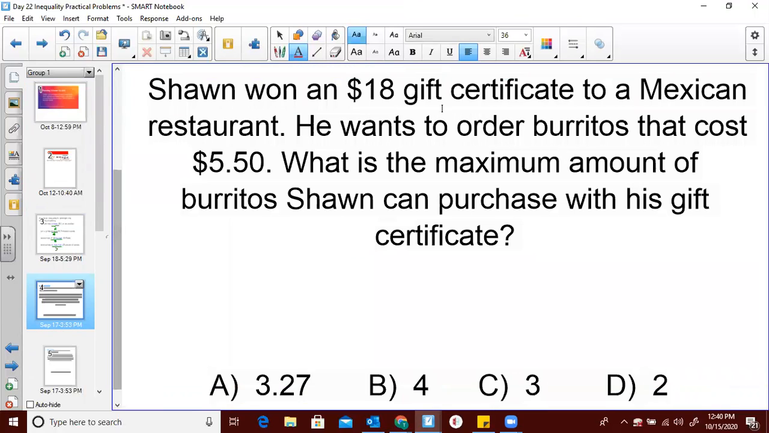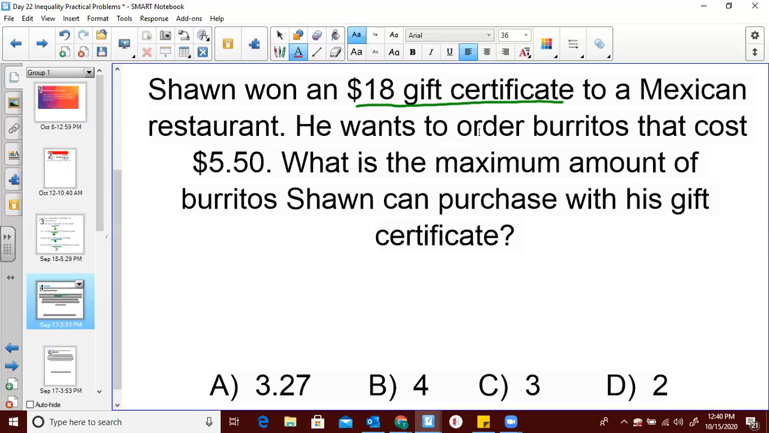So Sean won an $18 gift certificate to a Mexican restaurant. He wants to order burritos that cost $5.50. What is the maximum amount of burritos Sean can purchase with his gift certificate? All right, so a couple of things. Sean won an $18 gift card. So Sean only has $18 to spend. He doesn't want to spend any of his own money. He just wants to spend the gift card.